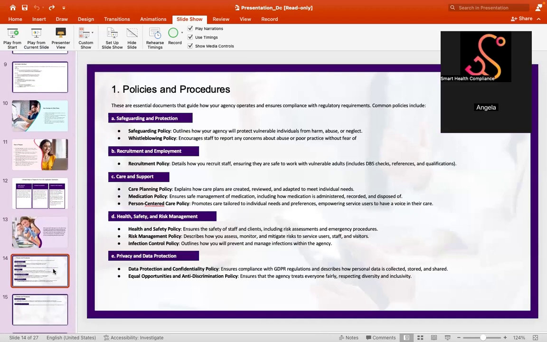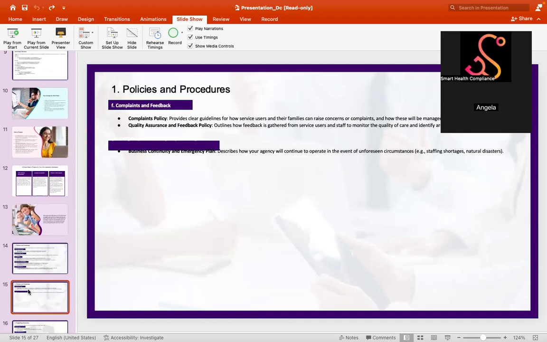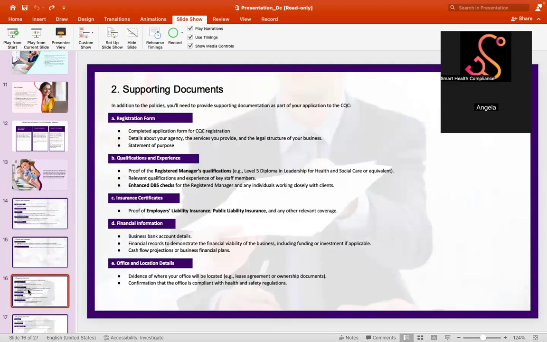So some of these supporting documents, as I mentioned, are essential and your CQC application will not be looked at. It will definitely be returned until you've got the relevant information. It includes your safeguarding policy, your whistleblowing policy, recruitment policy. You'd need a care planning policy because that is specific to your sector, medication handling policy, your person-centered policy, your health and safety policy, data protection. You can see the list goes on and on. Complaints policy, quality assurance and feedback. So these are just some of the policies that you need.